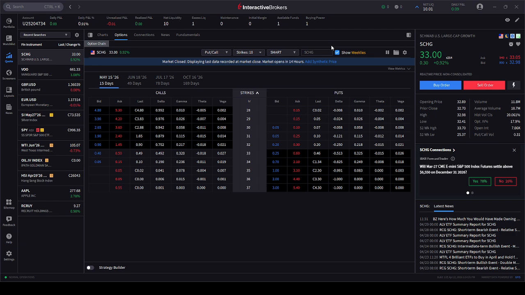Finally, don't forget to familiarize yourself with how each Greek affects options trading. Understanding these metrics will help you make informed trading decisions. If you want to streamline the process, consider customizing your layout to keep the Greeks visible at all times while you trade. This will help you monitor your positions effectively and react to market movements promptly.